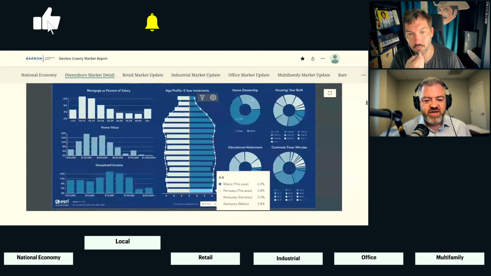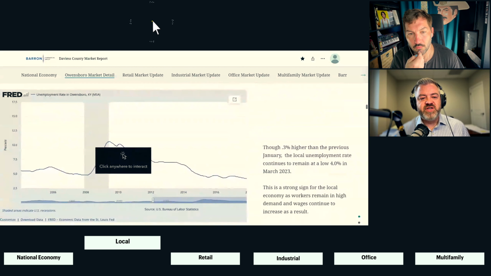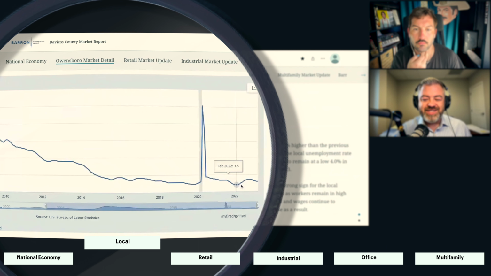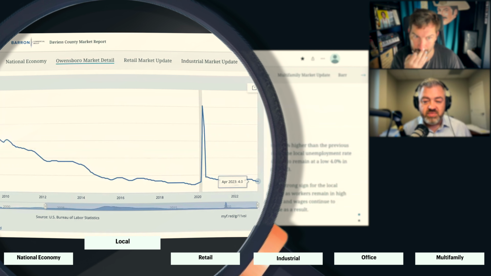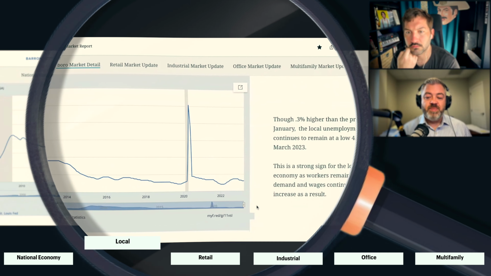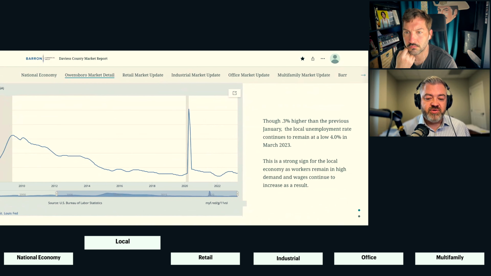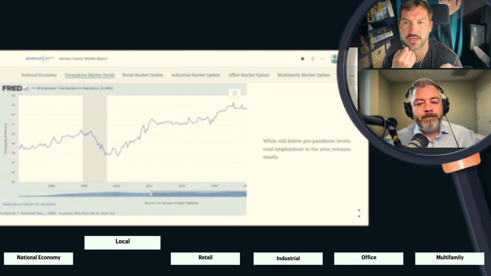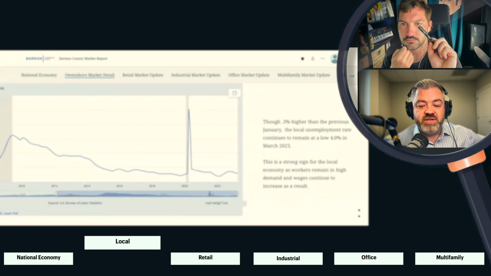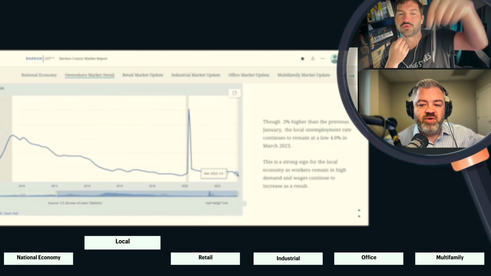And then here we've got some FRED data, but this is specific to the unemployment rate in Owensboro. What we see here, as of April 2023, we're at 4%, which is just 0.3% higher than it was the previous January. So we're at a low unemployment, which is good. This is a strong sign for the local economies. Workers remain in high demand and wages continue to increase. So what we were just looking at was unemployment, not employment. So the unemployment rate here is 4%. Yeah. So we want that to be low.